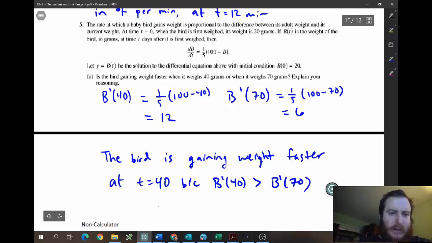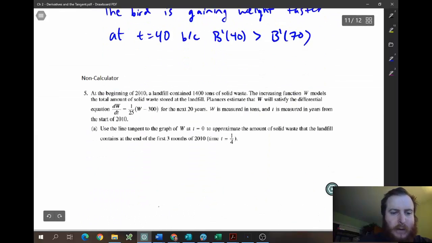Another question they might ask you is like, is the bird's weight increasing or decreasing? And then you would have to figure out, is the derivative positive or negative?